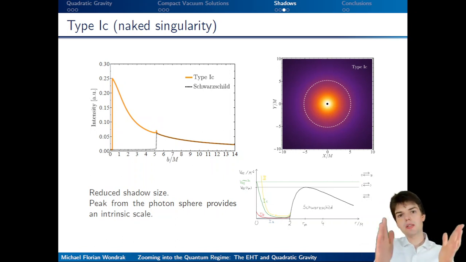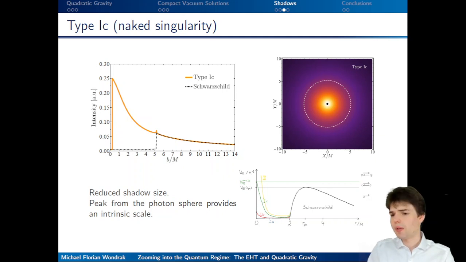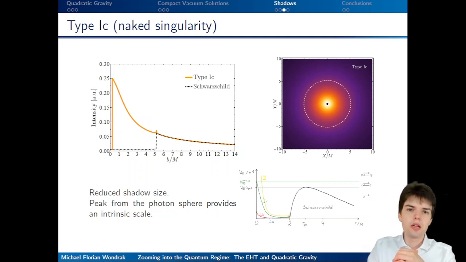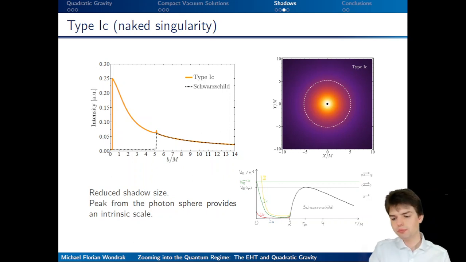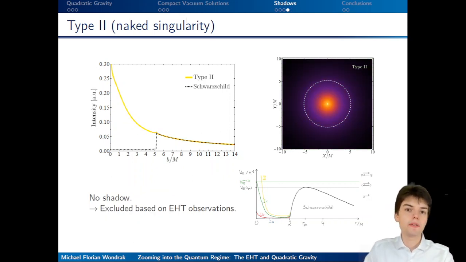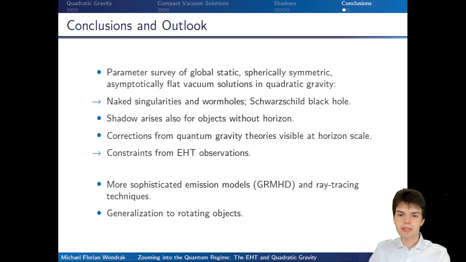This means that we have an intrinsic ruler in our image. And if such a situation was in nature, we do not need two independent measurements of mass and distance because of this intrinsic ruler relating the mass to the angular size. Finally, we have type 2 solutions. In type 2 solutions, every light ray is reflected. We have no shadow in the center, and so we already can exclude this part of the phase space from the ngEHT observations.